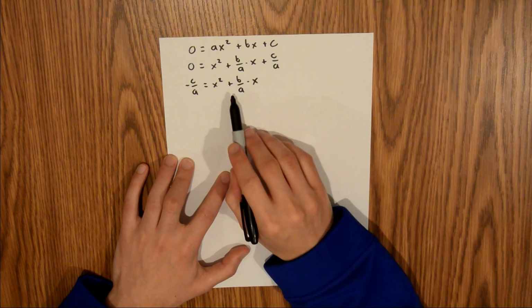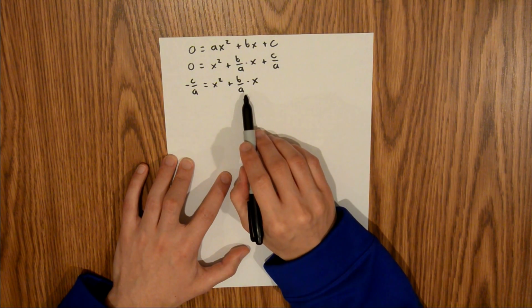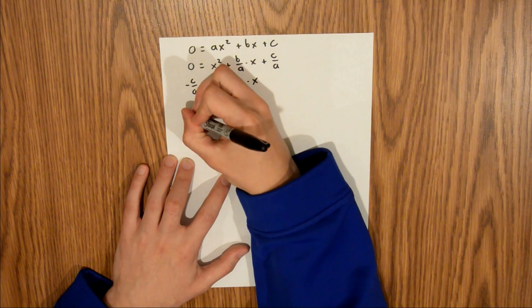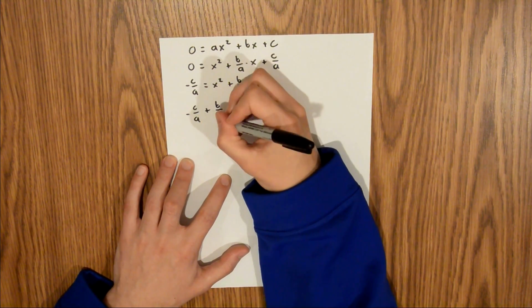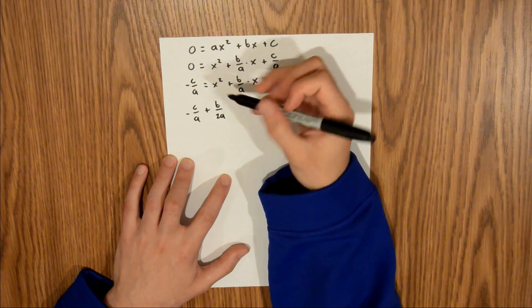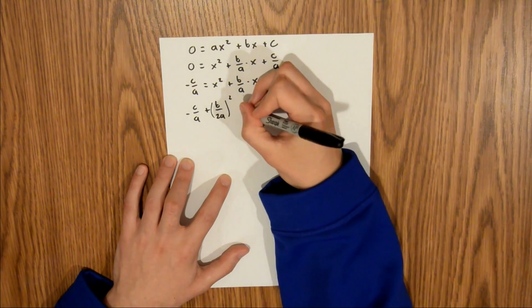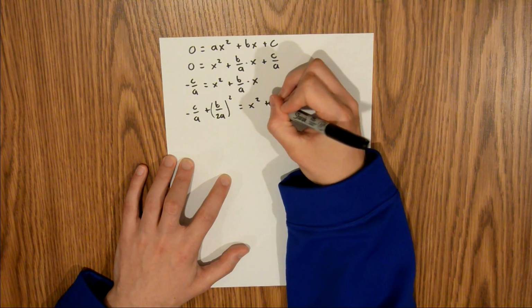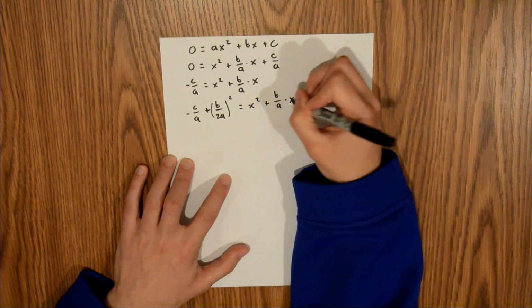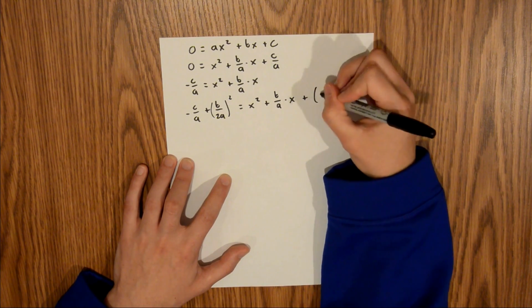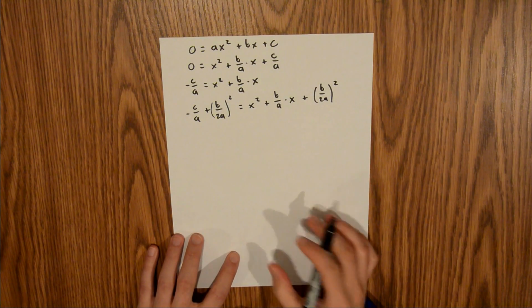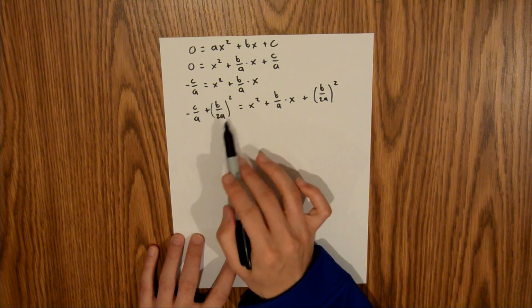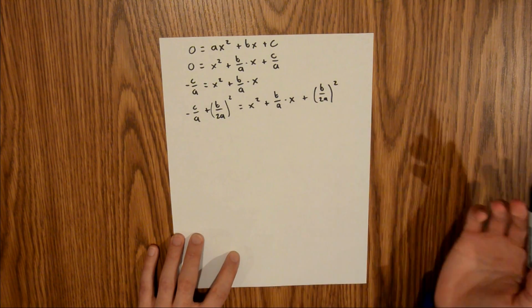And the way that you do that is you take this coefficient on your second term and you multiply it by 1/2 and then you square it. And so if you do that, you'll get negative c over a plus b over 2a, which is half of b over a, and you're going to square that whole term, and that is equal to x squared plus b over a times x plus b over 2a squared. And that is a legal math move, because now if I subtracted this term from both sides, you'd be left with this expression right here.